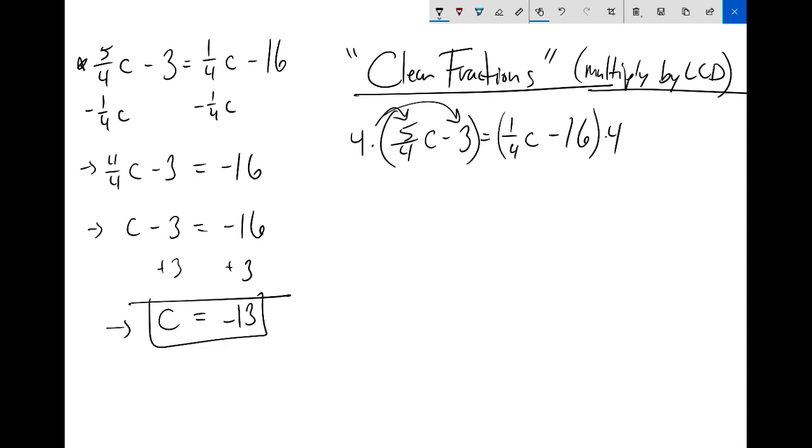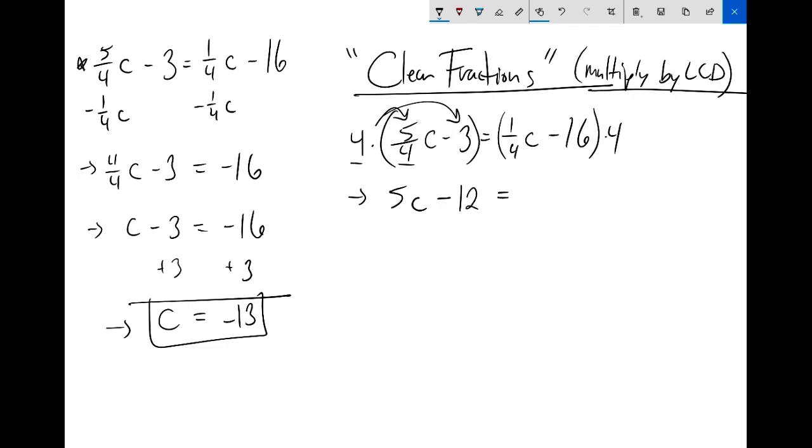Okay. Now, what happens when you multiply the 4 times the 5/4? The 4s are actually going to cancel out, right? And it's just going to be left with what? 5c. Yeah. Another way to think of it is 4 times 5 is 20. 20 divided by 4 is 5, right? So the 4s cancel. So this is going to become a 5c. 4 times negative 3 is negative 12.